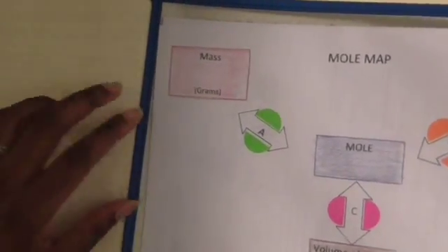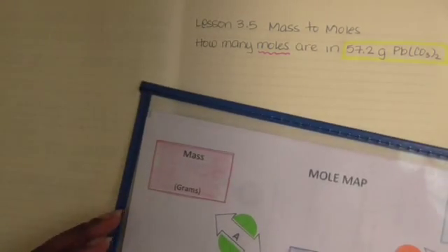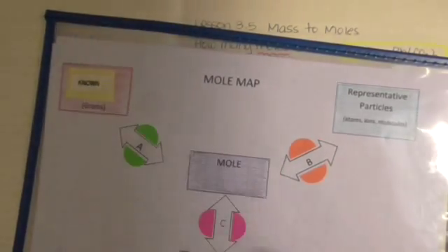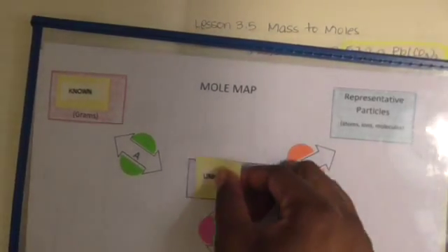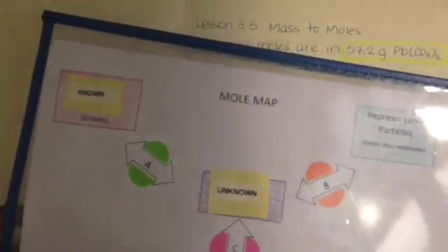We need to now look at our mole map. When we look at our mole map, we see that we are starting with a known of grams. Sorry, I've moved all my thingies to the back of this. We're starting with a known of grams, going to an unknown of moles. We're going to need that same conversion factor.